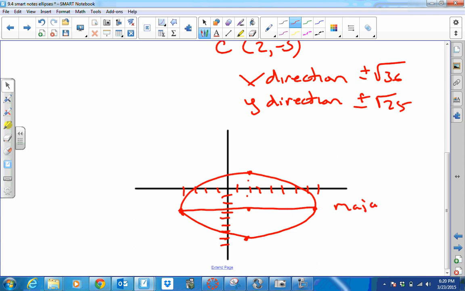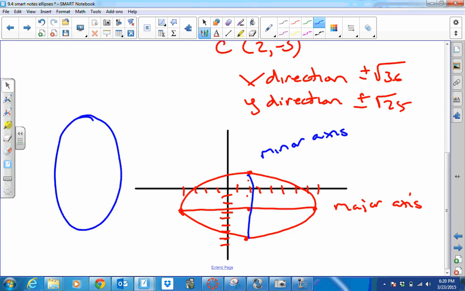Now the axis, the line of symmetry going the long way, I just drew it in red, is called the major axis. And the line of symmetry the short way is called the minor axis. So I could have an ellipse that is tall and skinny, where my major axis is going to go up and down, and my minor axis is going to go on the x-way, or I can have one like here. The major axis I've got drawn in red, the minor axis in blue.